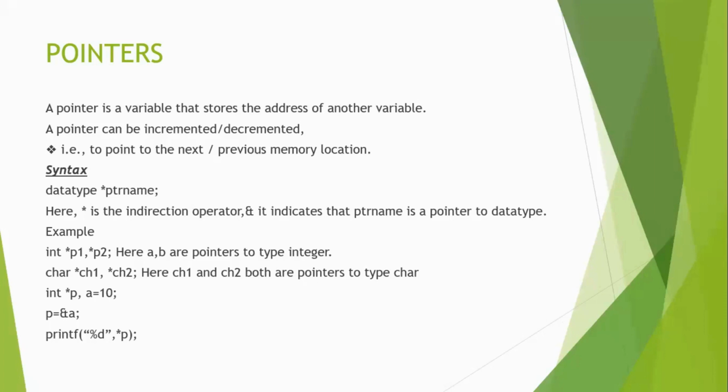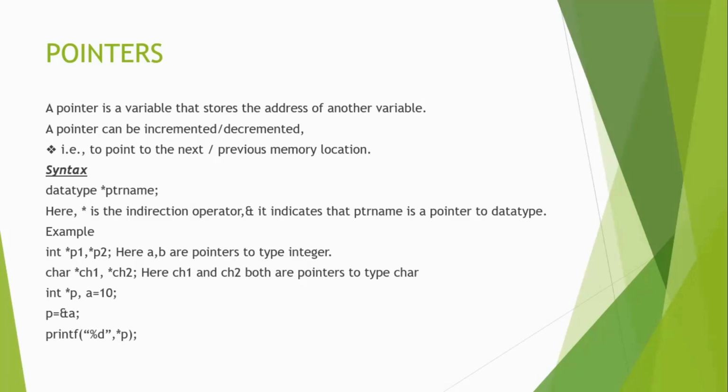data type value. Here, int star p, comma, a equal to 10. So now a is an integer. Suppose the address of the variable a is 5000. Now I want a pointer pointing to the location 5000. For that I will assign the pointer p. p is equal to ampersand of a. Ampersand will point to the address of the variable a. Asterisk will point to the value of the variable a.